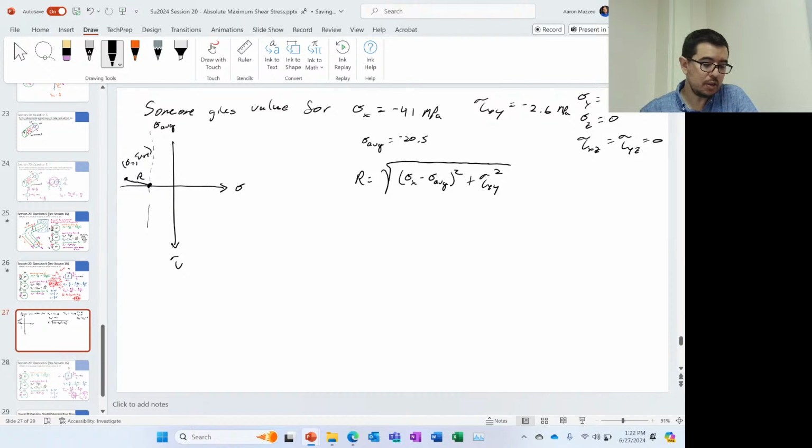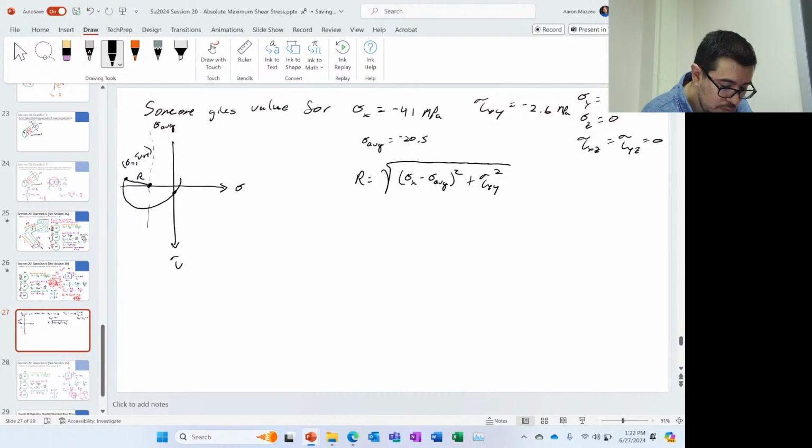Now, if I were to draw this circle, I can kind of do it like this, but I'm going to do that first because I feel more comfortable with that, right? We know that this sigma y is equal to 0, so this other point has to be on the tau axis. So for me to draw my circle, it's going to look like that. Does everyone agree with me on this?